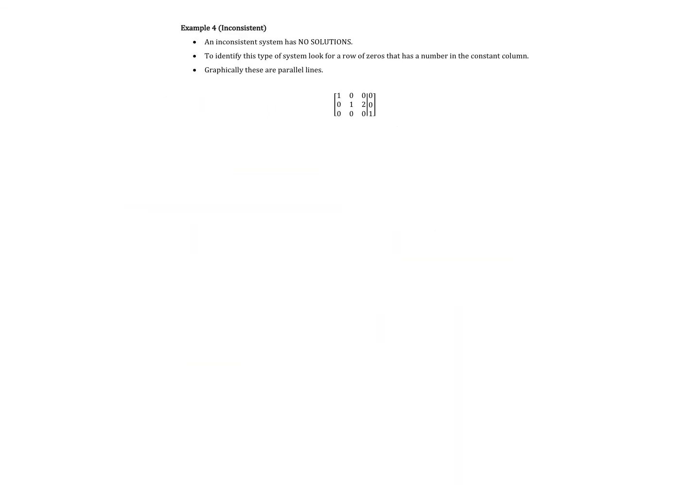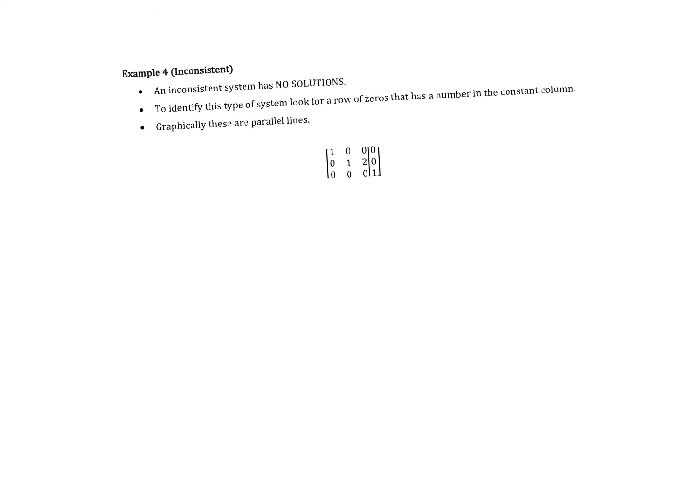This last type of system we're going to talk about is called an inconsistent system. In an inconsistent system, there are no solutions. And typically when you talk about an inconsistent or no solution system, it means that your lines are parallel. They never intersect. And realize this, that's what we're really talking about. Lines are intersecting in consistent solutions. In an inconsistent solution, they do not.